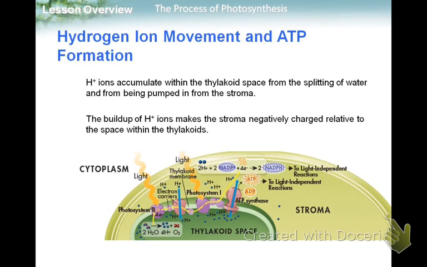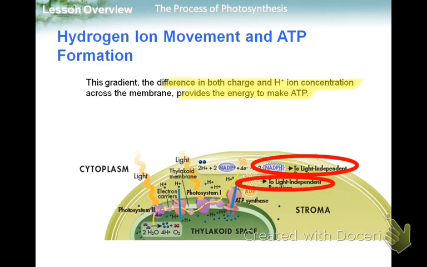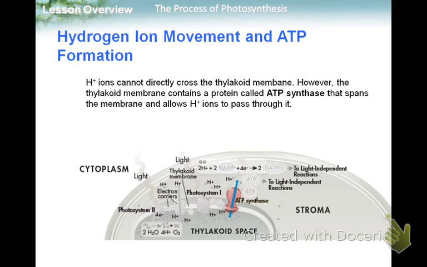The hydrogen ions are accumulating. The space becomes positively charged because all the hydrogen ions are moving into the thylakoid. This difference in charge and hydrogen ion concentration provides the energy to make ATP. So now we've made NADPH that goes to the light-independent reactions, and we've made ATP that goes to the light-independent reactions.